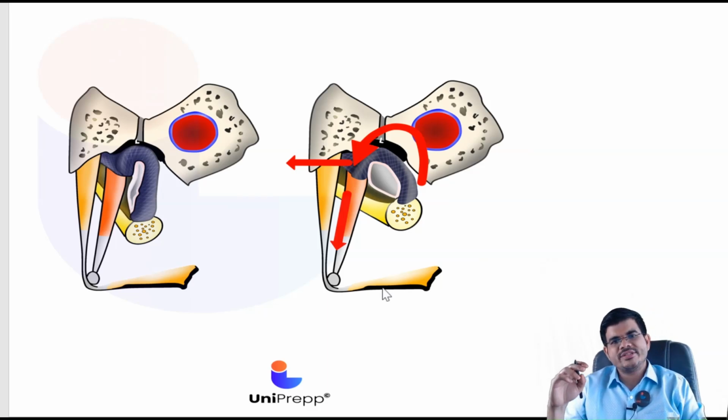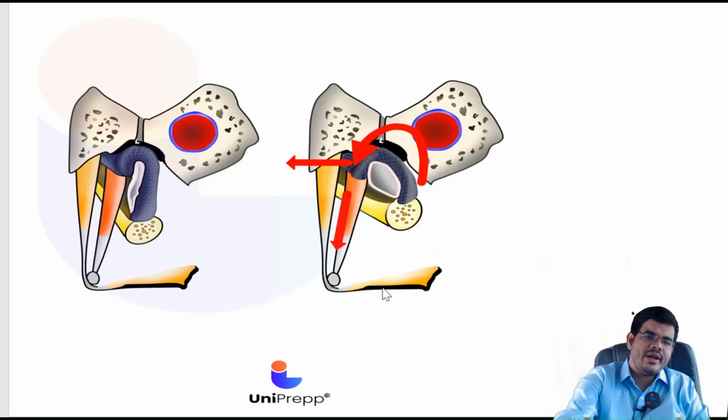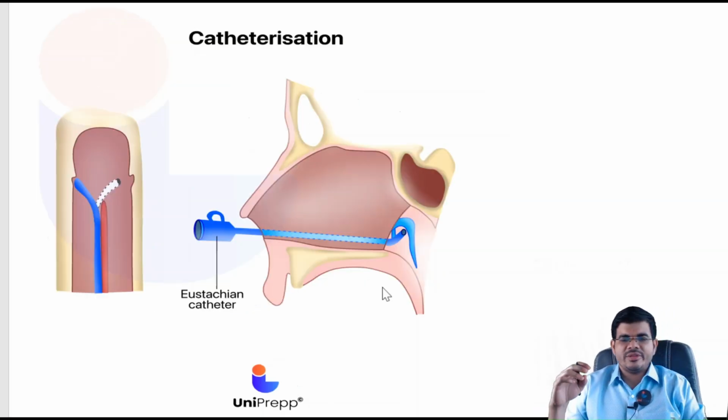Now, how is the eustachian tube functioning? It is with the help of the muscles tensor veli palatini and levator veli palatini. They help in opening of the eustachian tube, and when it opens, ventilation of the middle ear happens. Now, what are the methods to assess the function of the middle ear?